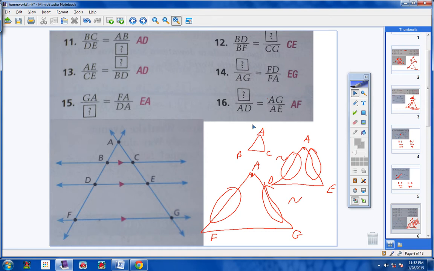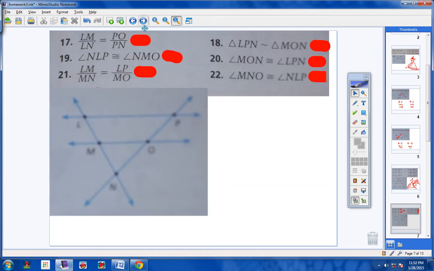Guys, I hope this is making sense, okay? Let's continue on. Alright, number 17 through 22. Use the figure at the right. Are you given enough information to conclude that LP is parallel to MO? If you are, state the reason. Now, first of all, let's see here. I was going to draw some triangles off to the side, but I'll hold off. No, I'll go ahead and do that, I guess.